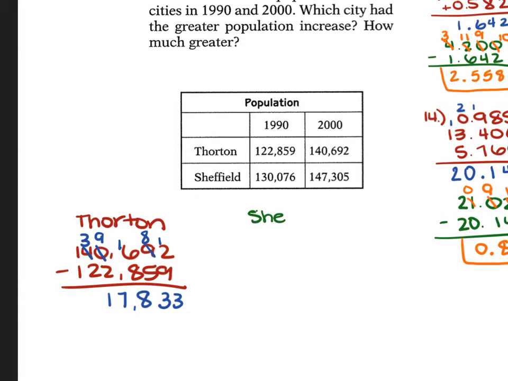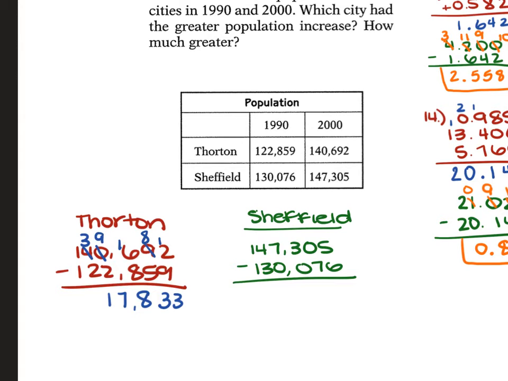For Sheffield, we are going to do 147,305 minus 130,076. So 5 minus 6, you can't do that. 5 becomes a 15. The 0 becomes a 9. The 3 becomes a 2. So 15 minus 6 is 9. 9 minus 7 is 2. 2 minus 0 is 2. 7 minus 0 is 7. 4 minus 3 is 1. So that's 17,229. So the greater change is Thornton.